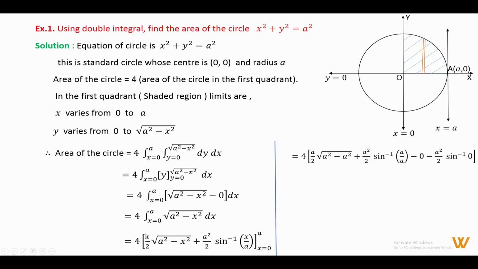x is 0, so this term is 0, minus of a square by 2 sine inverse 0. Now a square minus a square is 0, so 4 times this first term is 0, plus a square by 2 sine inverse 1, minus 0, minus a square by 2 sine inverse of 0, which is 0. So we get 4 inside the bracket, a square by 2, sine inverse 1 is pi by 2, and this term is 0. Then this 4 and 4 cancel, so only pi a square remains.